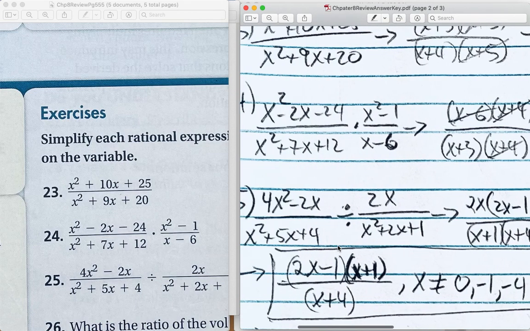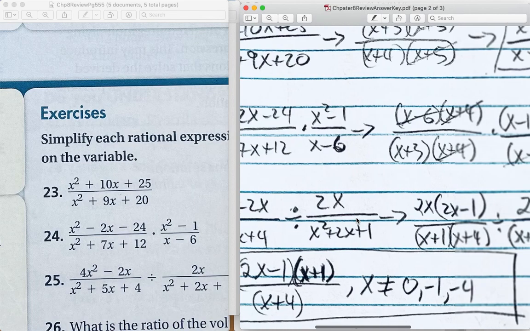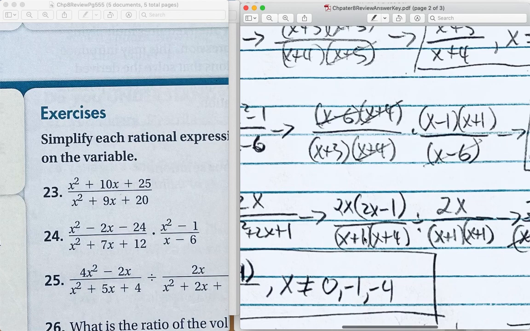All right. 4x squared minus 2x over x squared plus 5x plus 4 divided by 2x over x squared plus 2x plus 1. Again, factoring everything out. So here I can factor out a 2x. The denominator over here turns into x plus 1 times x plus 4. On the right hand side, the denominator can turn into x plus 1 and x plus 1. At this point, I look at the denominators and see what it can't be. And right now, x can't be negative 1, x can't be negative 4.